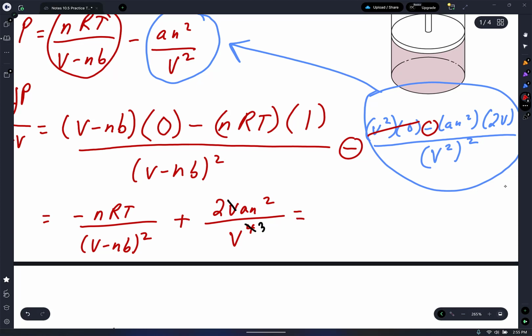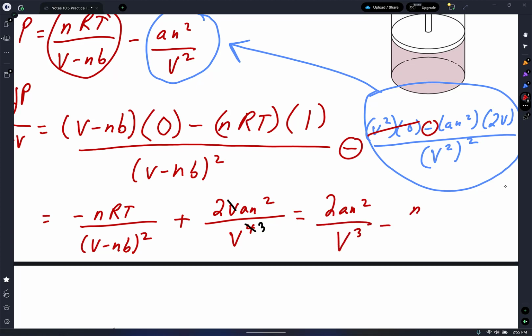So here it is. I'm going to rewrite it. I'm going to put the positive term first, guys. 2an squared over V cubed minus nRT over (V minus nb) squared.